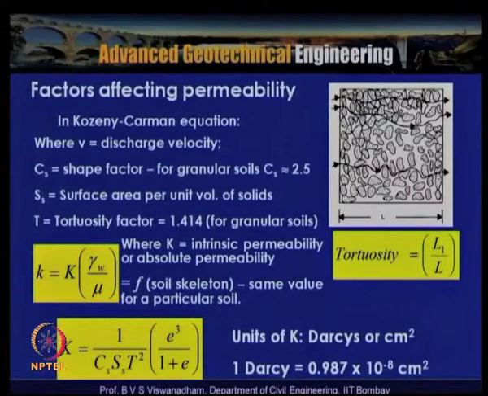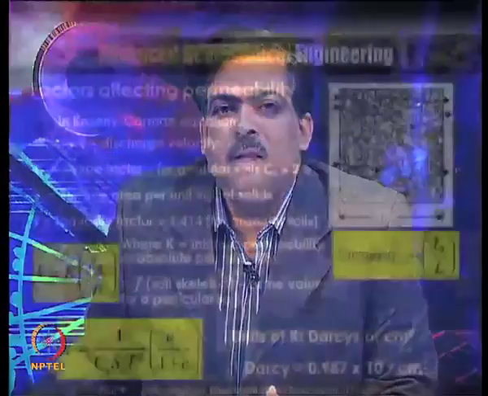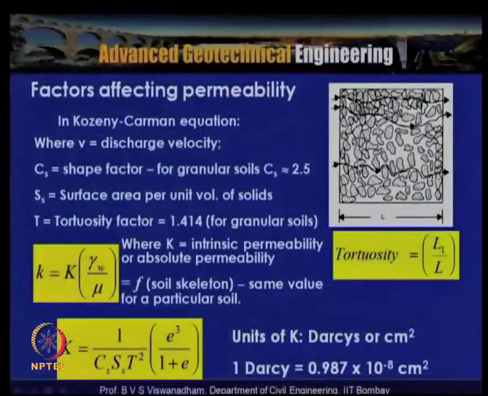The factor T is the tortuosity factor, defined as the ratio of the tortuous length, that is, the path taken by the water flowing through the soil along the voids. This length, indicated here by the wavy pattern, is the tortuous path.